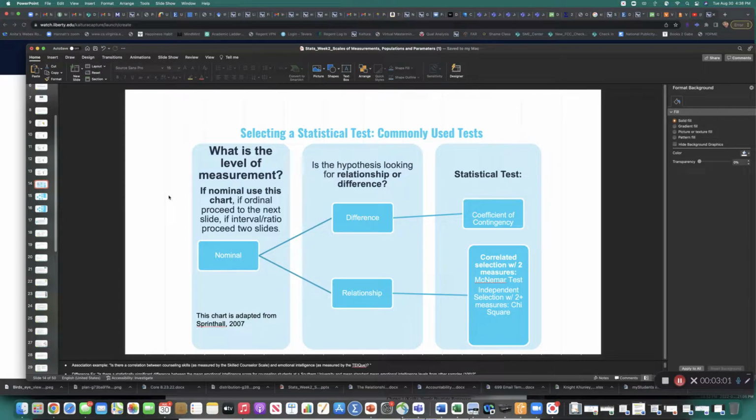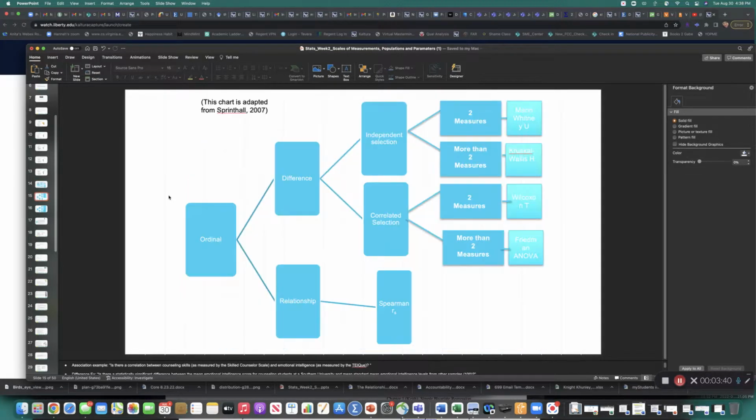So if the data is nominal, where, for example, 1 represents treatment group and 2 represents control group, or 1 represents female, 2 represents male, then our next question is, are we looking at the hypothesis of relationship or the hypothesis of difference? If we're looking to see, is there a difference between the way males and females are impacted by another variable, we might use the coefficient of contingency. If we're looking at the degree of relationship, we might use the McNemar's test. If we're dealing with correlated samples, McNemar's; if we're dealing with independent samples, we might use a chi-square.